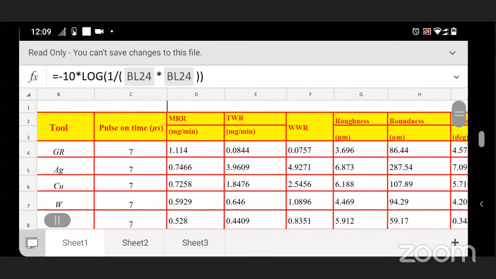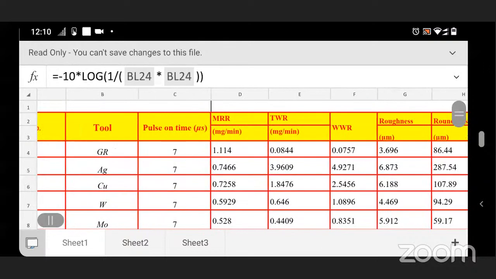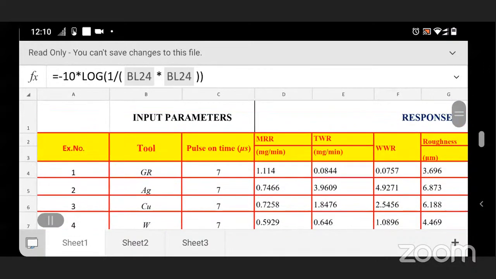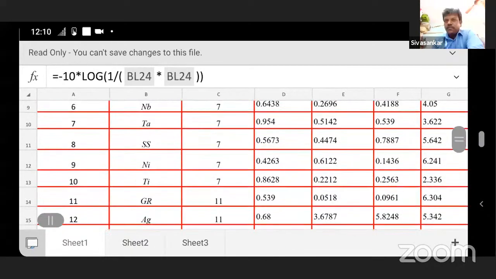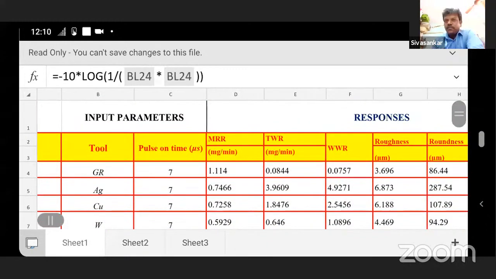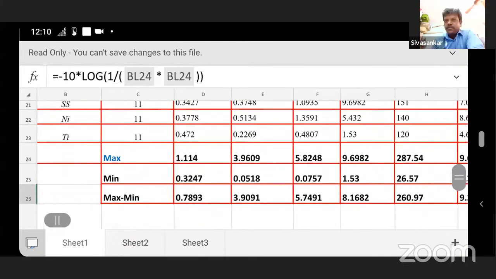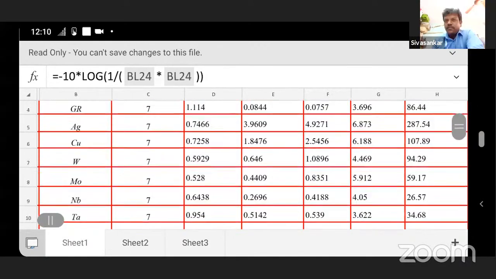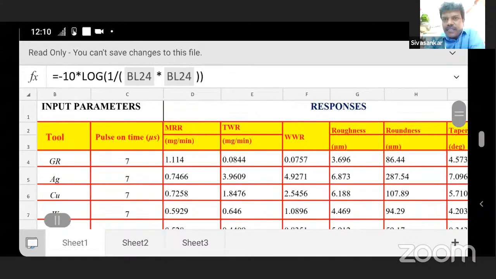Go to the first table, sir. This is the first sheet, and the first cell. See, sir, there are 20 experiments formulated like that. Experiment number, then tool, pulse on time, pulse off time, right? For the first 10 experiments, the pulse on time is 7. For the second 10 experiments, that is from 11 to 20, the pulse on time changes. It means each tool is used for 2 experiments. Then we observe MRR and taper angle.